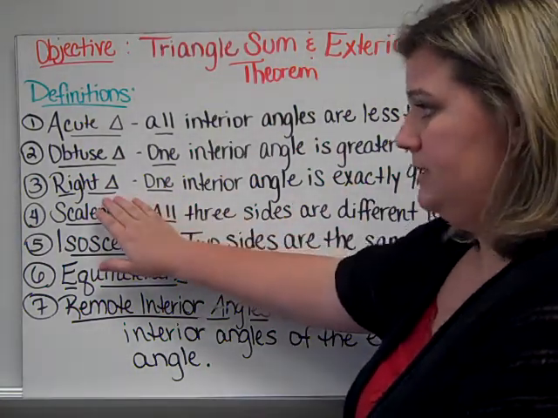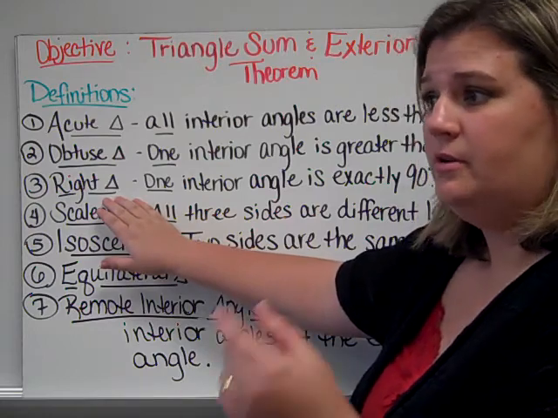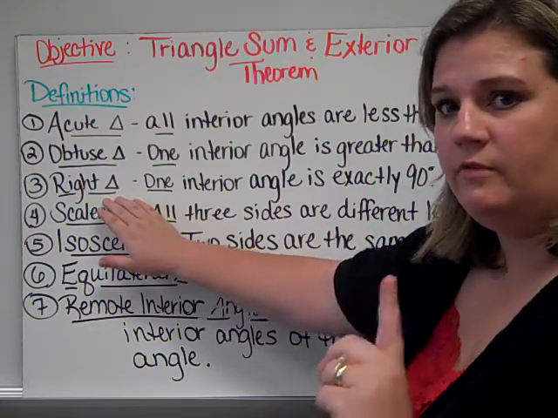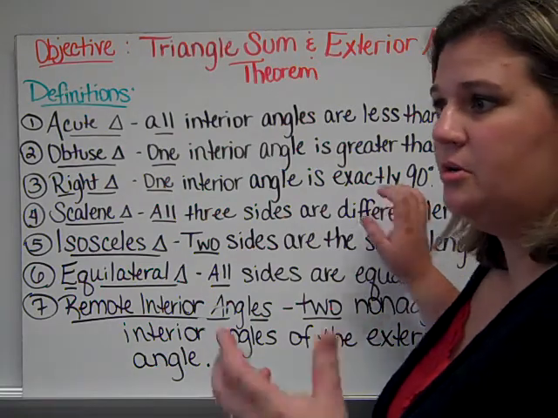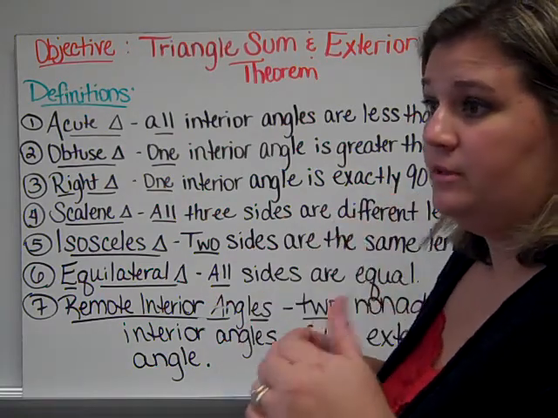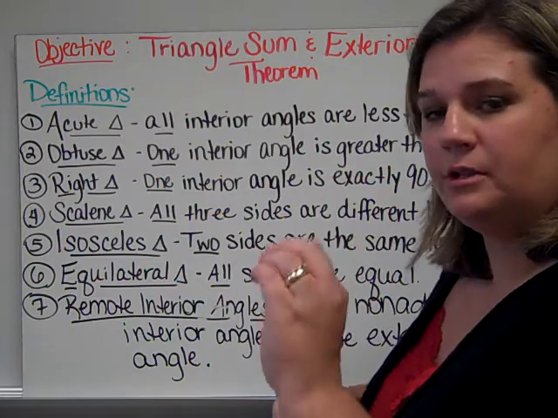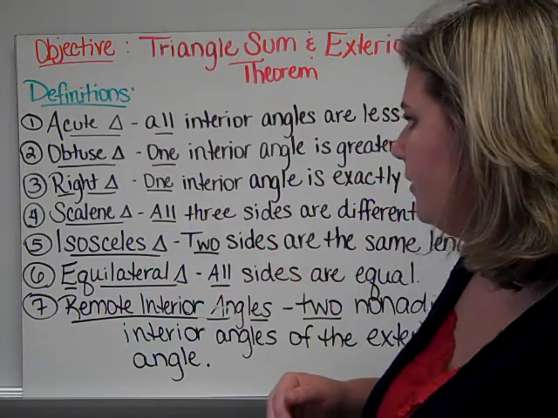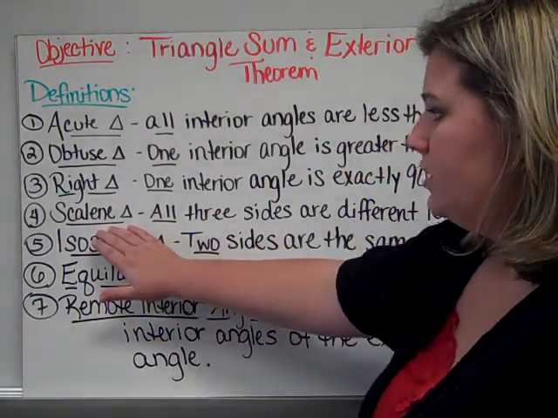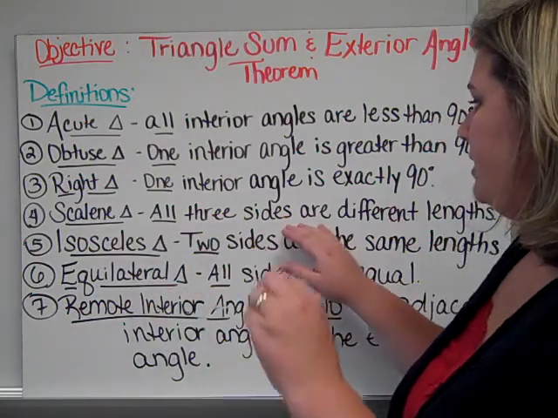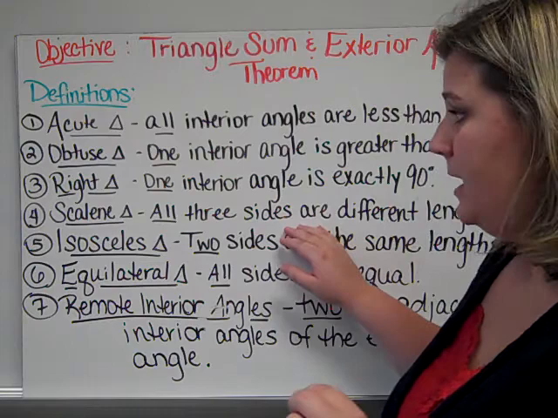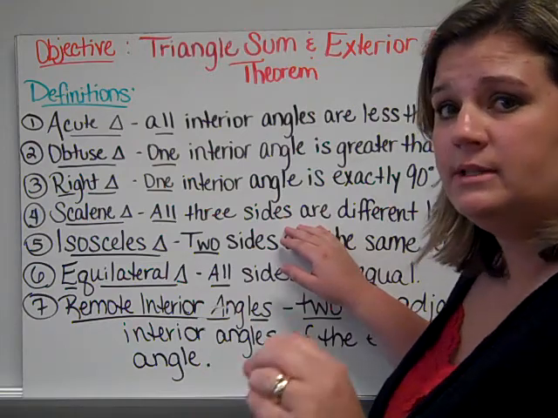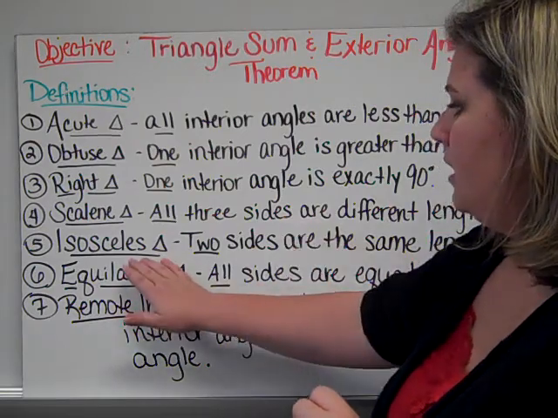Now, if it's classified as a right triangle, that means that out of those three angles, one of them would be exactly 90 degrees. You should know that the symbol they use to tell you it's 90 is that little box in there for that angle. Scalene triangle: all three of those sides have different lengths. Not one of those three lengths is going to be the same.